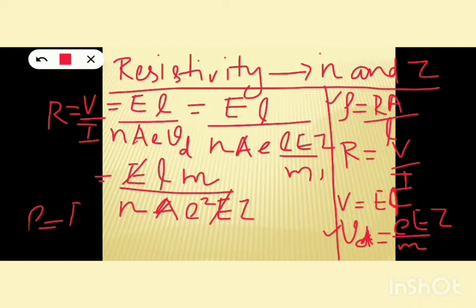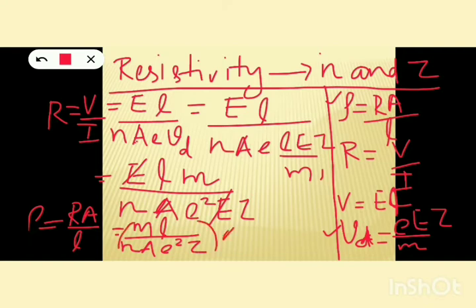Resistivity rho is equal to R into A by L, and what is R? R is M L by N A E square into tau. Then this is our resistance R into A all divided by L. So let's simplify this expression in the next slide.